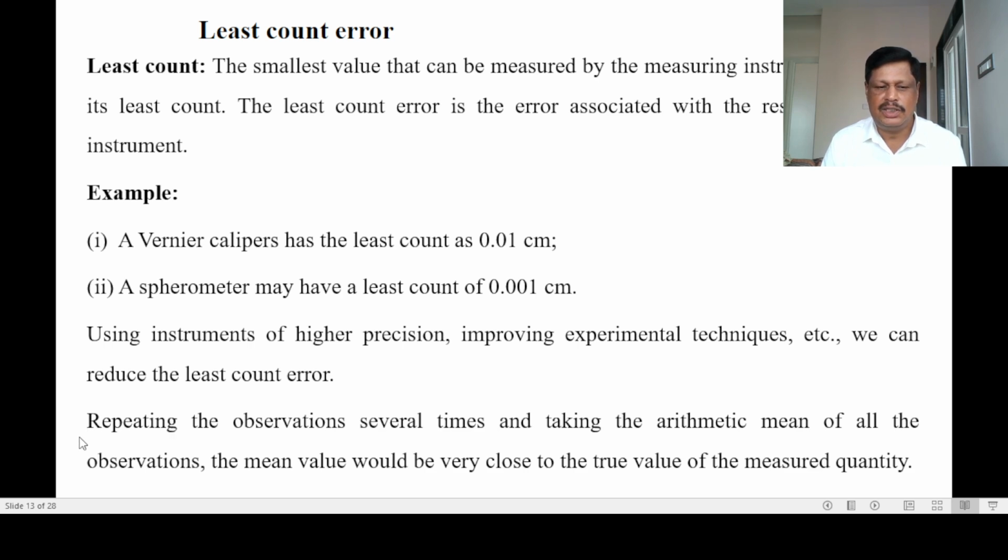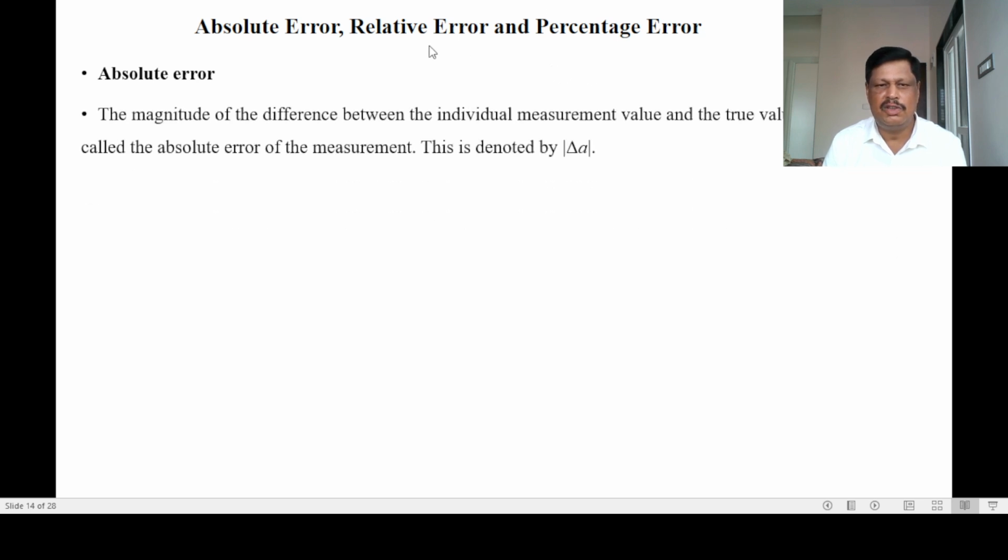So, the important point is that repeating the observation several times and taking the arithmetic mean of all the observations, the mean value would be very close to the true value of the measured quantity. There are different types of errors. They are absolute error, relative error and percentage error. We will discuss them one by one.